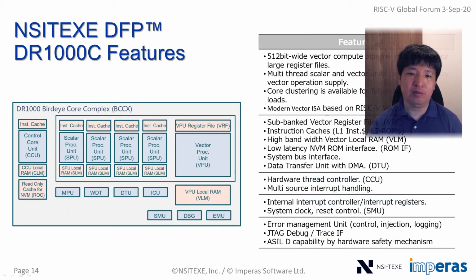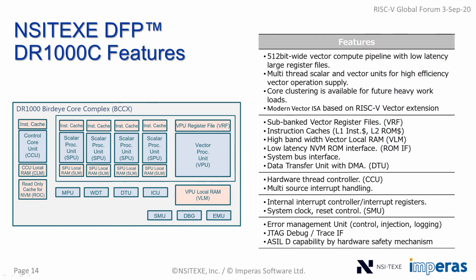This is a feature list of the DFP first product, which is called DR1000. The DR1000 consists of 4 scalar units, which share a single vector unit. And there is one housekeeping core, which manages thread scheduling.